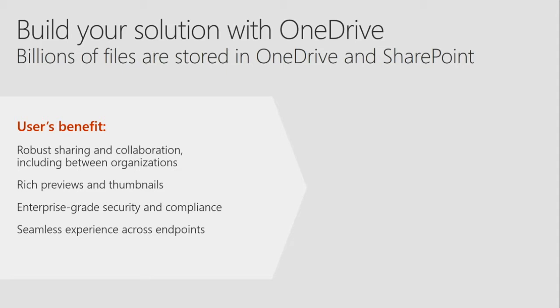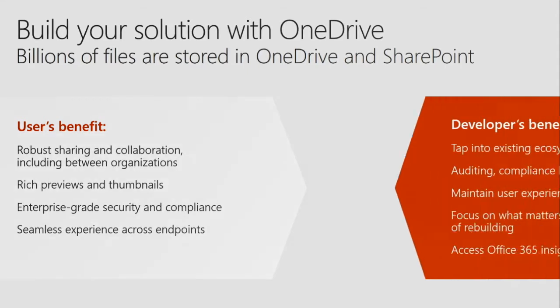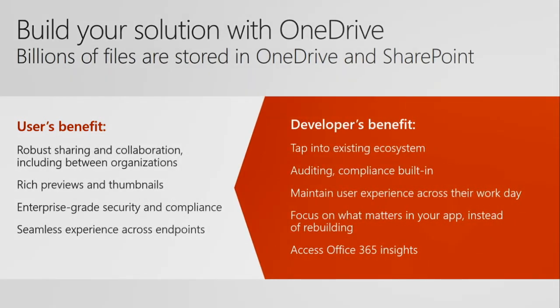Billions and billions of files are stored in OneDrive and SharePoint today, and users put their files there for lots of reasons. But the key benefits that we see are really robust sharing and collaboration, including between organizations, and a really rich experience around previewing and thumbnails for those files. As you heard, we now support over 270 different document types to be able to give you a rich preview in the user experience. There's also the enterprise-grade security and compliance features and the seamless experience across all of our endpoints. And now, for a developer, you can tap into all of this existing ecosystem with your own content and have access to all of the same thumbnails and previews that we have available for our apps.